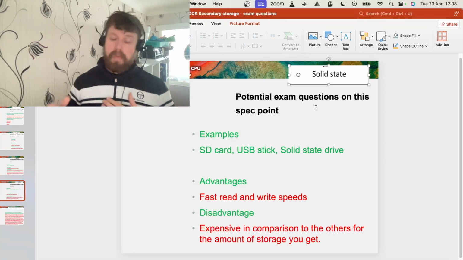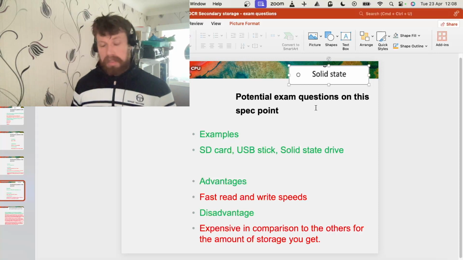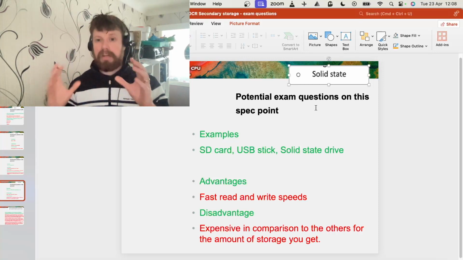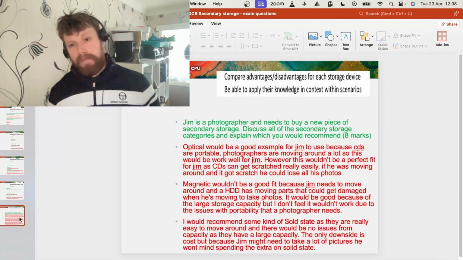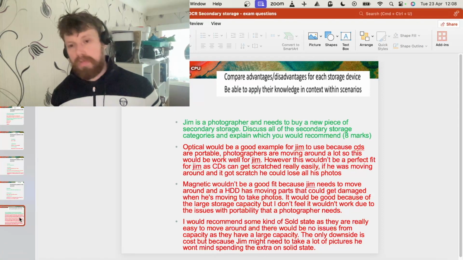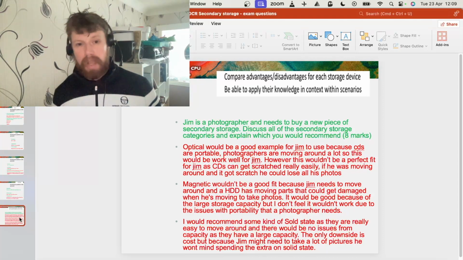And remember, what we need to do is we just need 1 advantage and 1 disadvantage because we're trying to give you as little as possible to remember. Now, on this question here, for an 8 marker, let me talk through the structure of this so that you can see how you can access the full 8 marks.